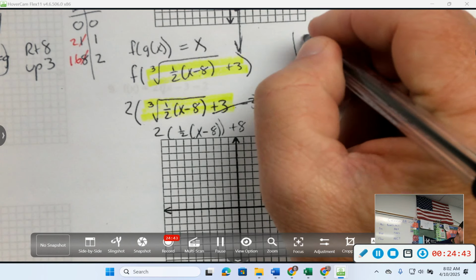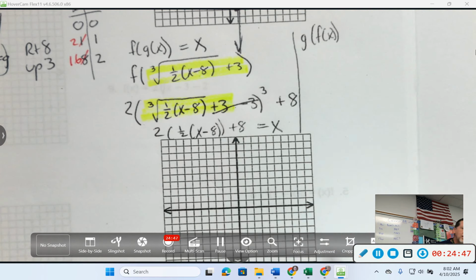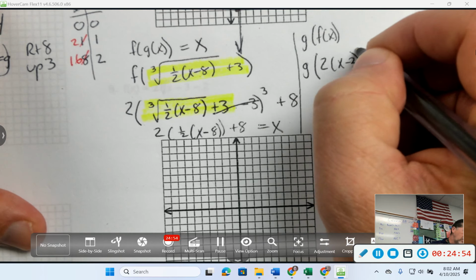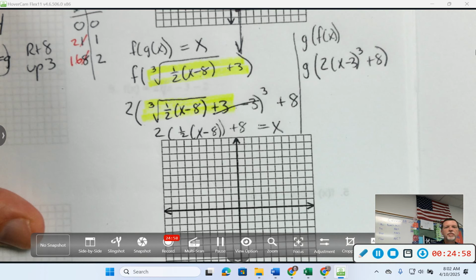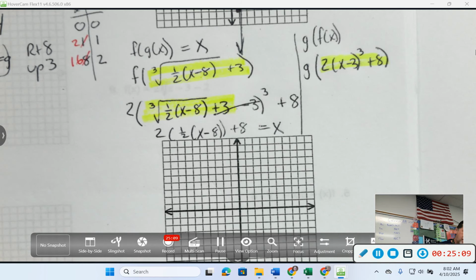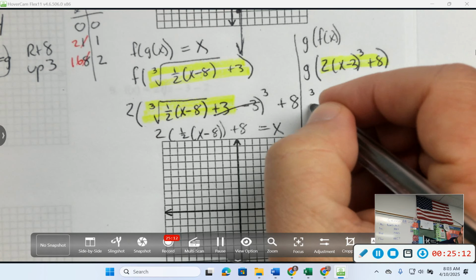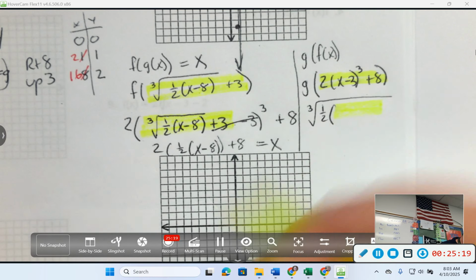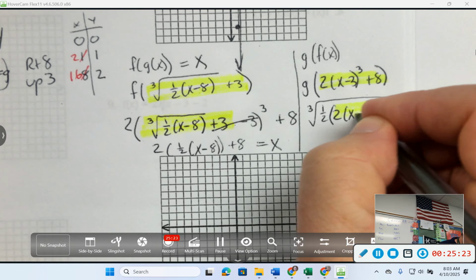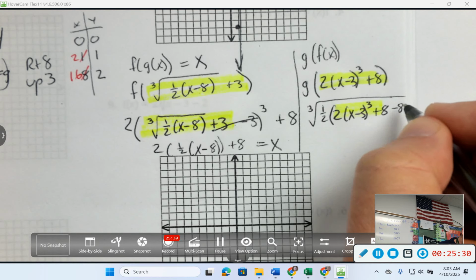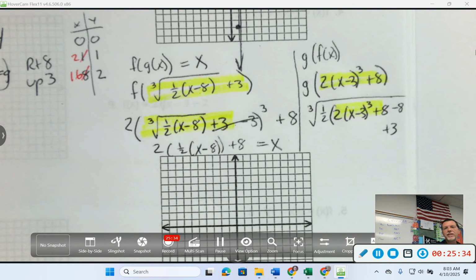Alright, we have to do this one more time. G of f of x is supposed to equal x. So g of 2 times x minus 3 cubed plus 8, because that's f of x. Now I go get the g function and plug in all of this stuff. It should be the same process. So cube root of 1/2, here's x, all of this business, 2 x minus 3 cubed plus 8. And then there's a minus 8 and a plus 3. Couldn't make it all fit.